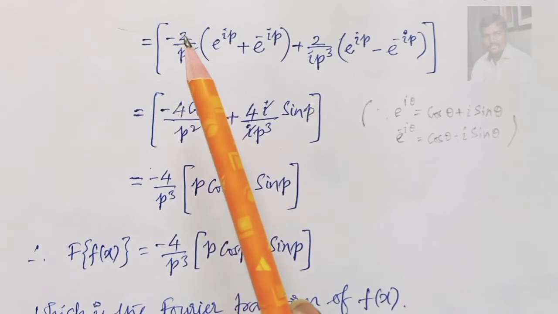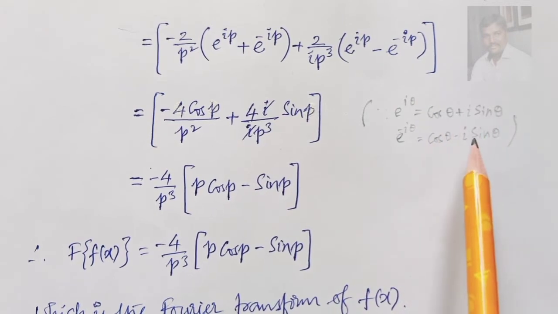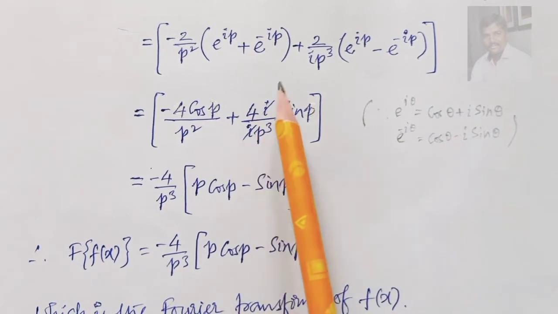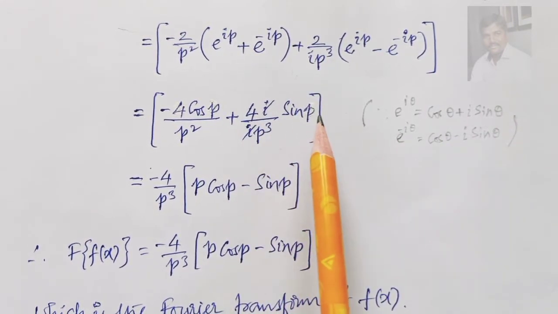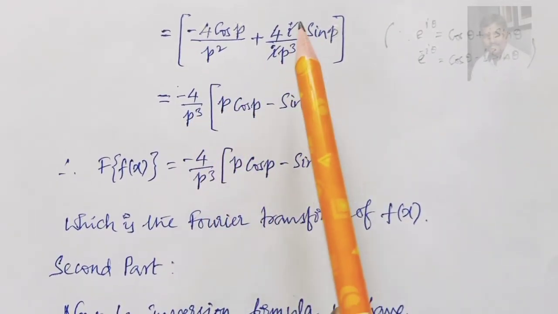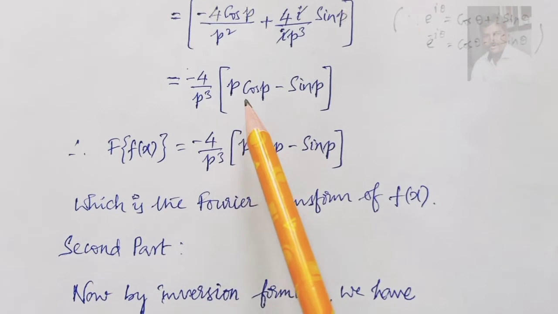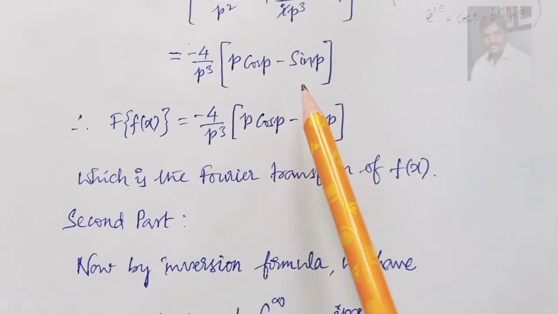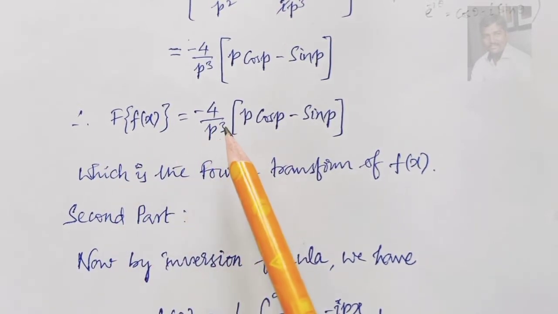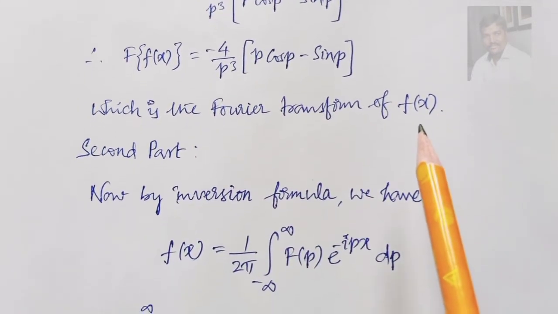So 2 into 2, 4, minus 4 cos p. And if I subtract these two, what will I get? I will get 2i sin p. So there are 2 into 2, 4i sin p here by ip cube. The i you can cancel. And now what will I get here? We take the minus 4 by p cube common: minus 4 by p cube into p cos p minus sin p. So this is the Fourier transform of the given function, that is minus 4 by p cube into p cos p minus sin p, which is the Fourier transform of f of x, the given function.